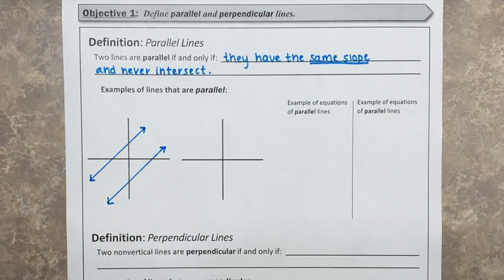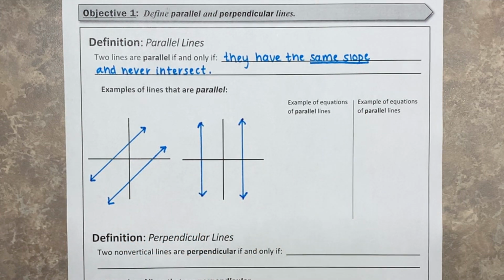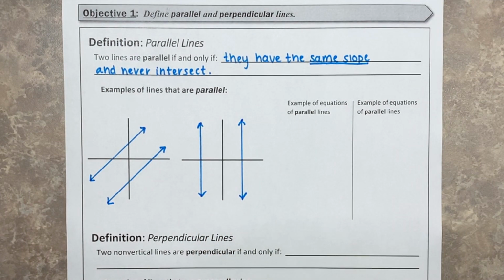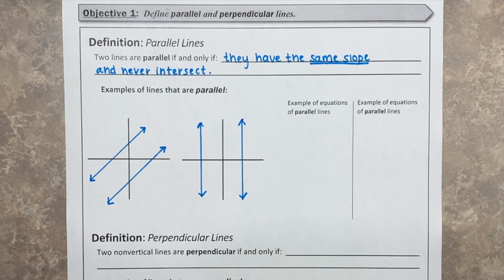Here's one example of parallel lines. Notice they have the same slope. Here's another example of two parallel lines. Any two vertical lines will be parallel with each other. And notice with parallel lines, they never intersect. Next, let's take a look at some examples of equations of parallel lines.